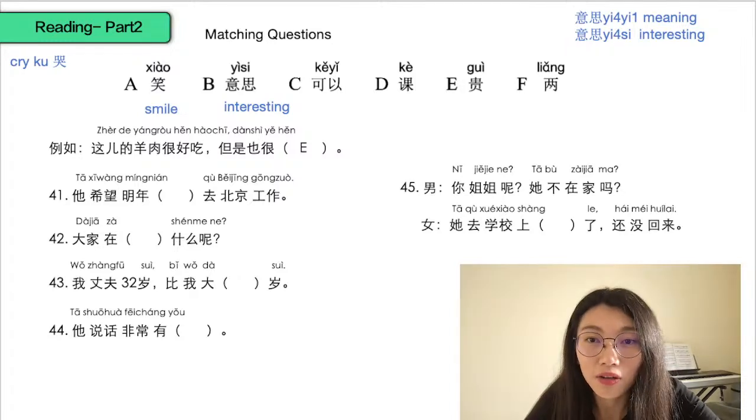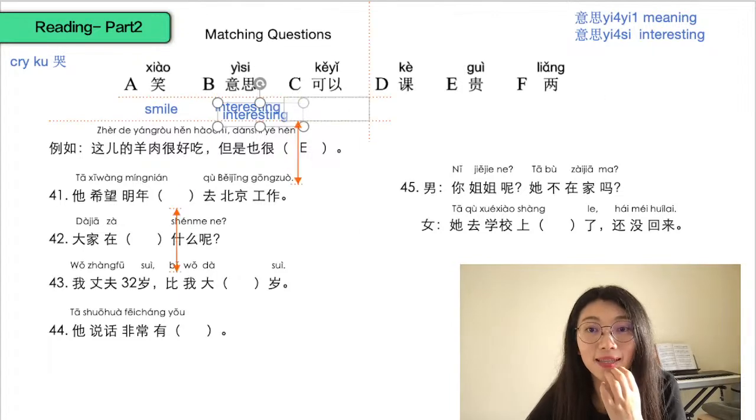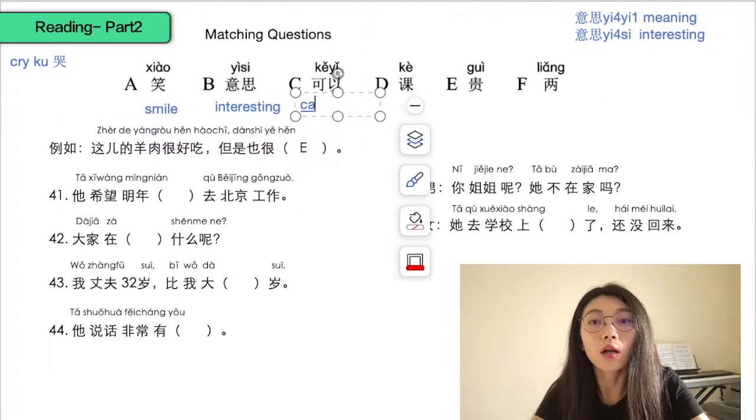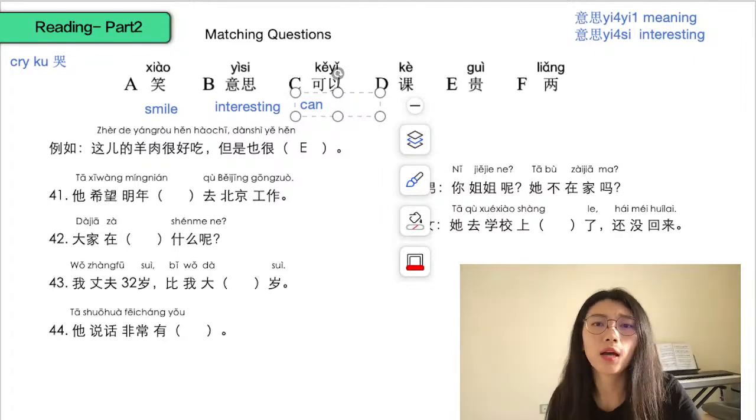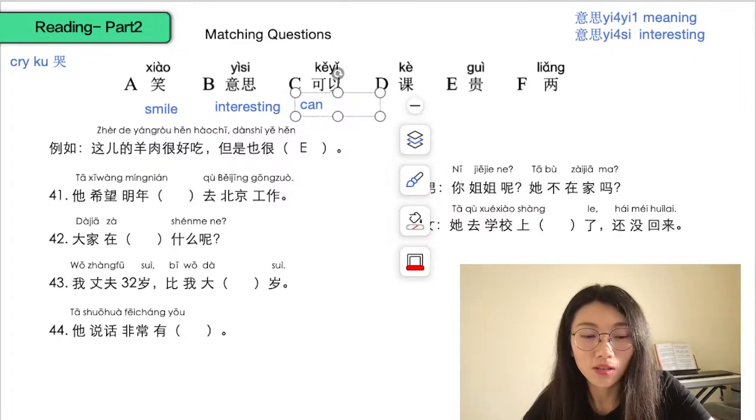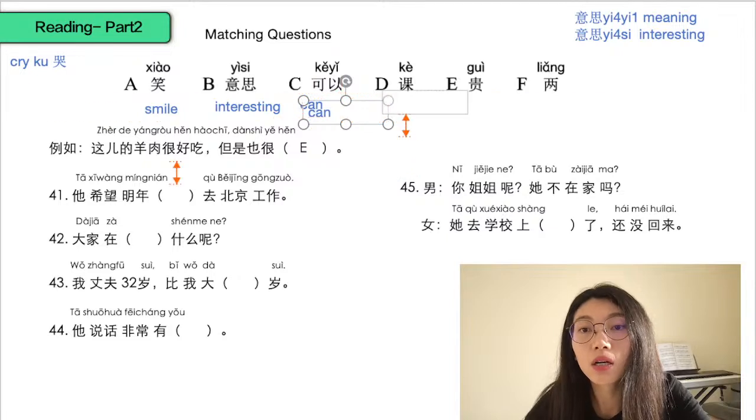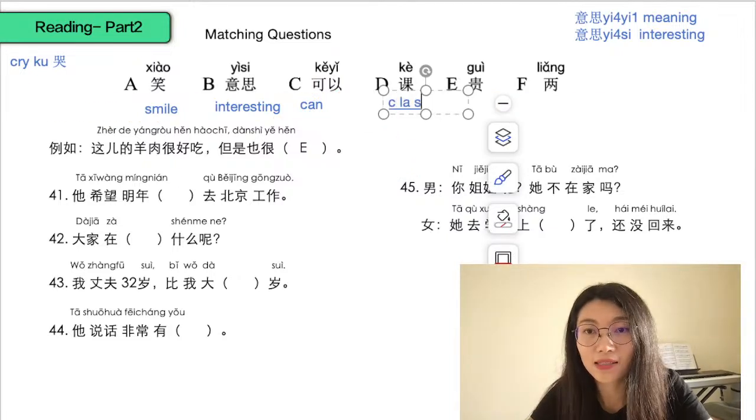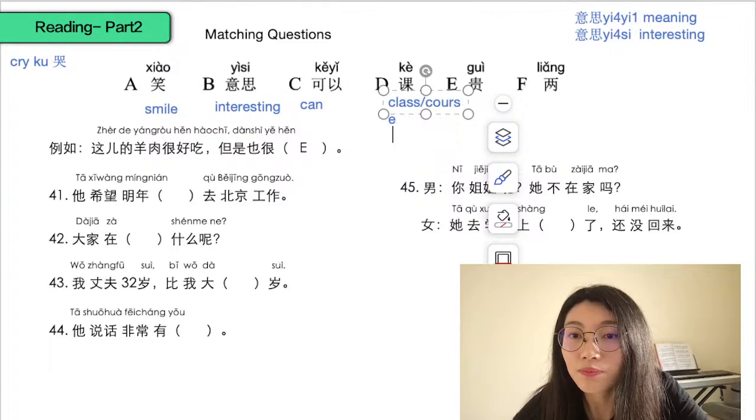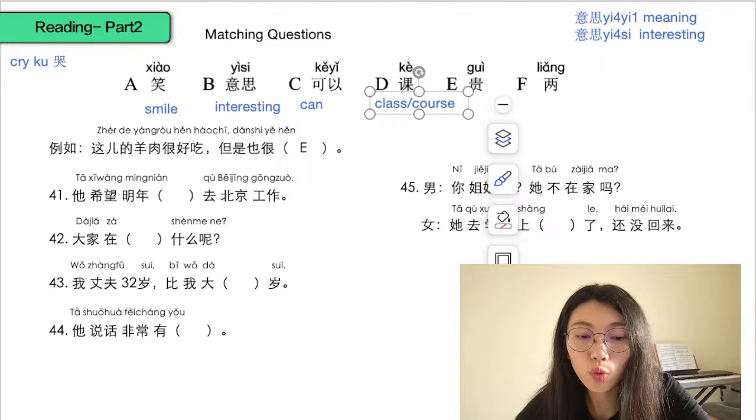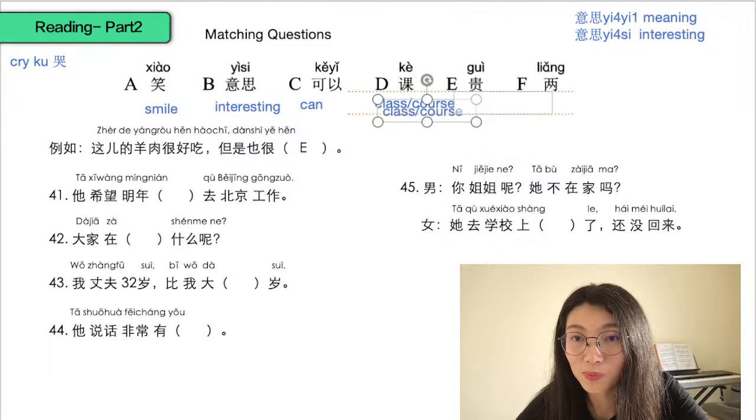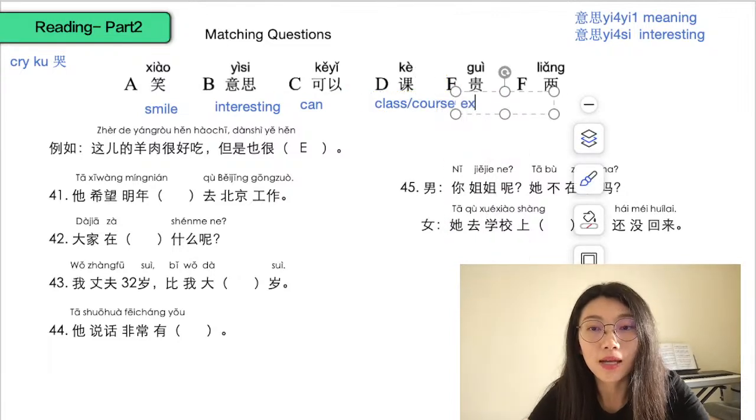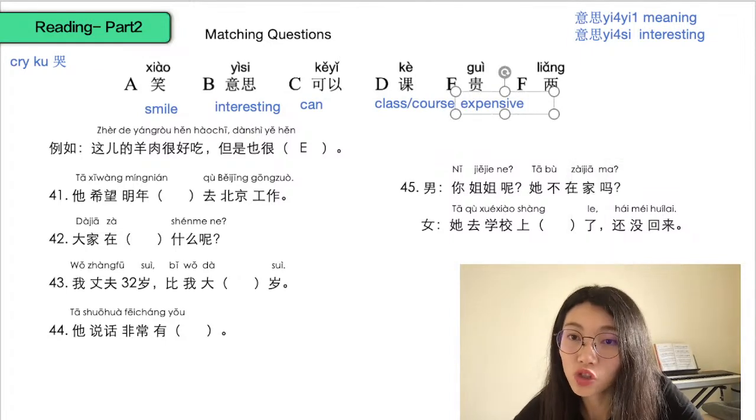Number C, 可以, which means can. 可以 and 不可以, cannot. Number D, 课, class, course. Then 贵. Here you need to grasp this word too. 贵 means expensive. So how to say cheap?